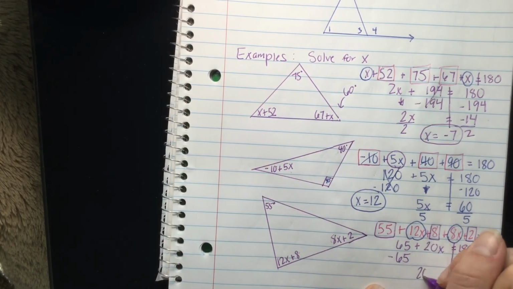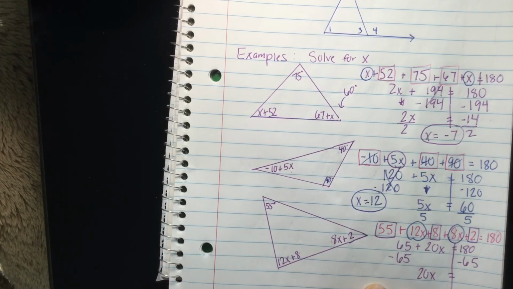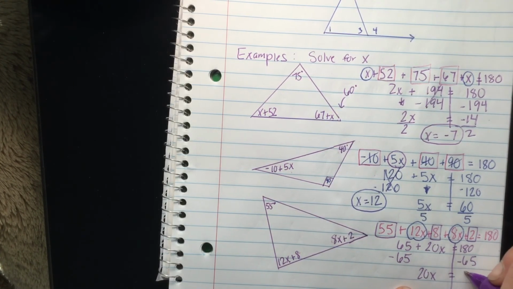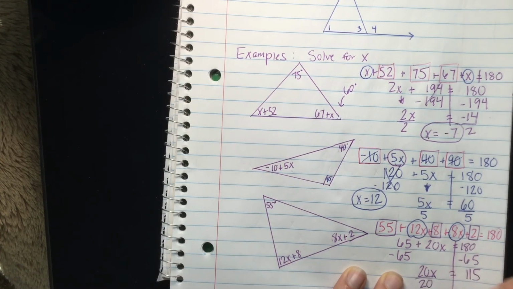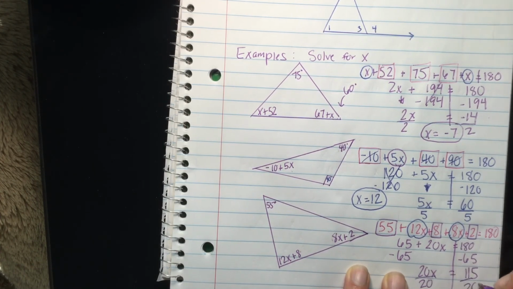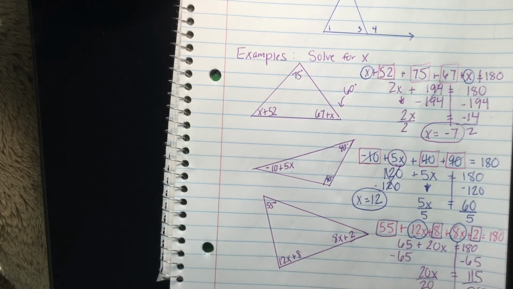Then we've got 20x equals 180 minus 65. We get 115. Now 20 and x are so close together with a multiplication. The opposite of multiplication is division. Divide by 20. Whatever we do on one side, we also do to the other. So 115 divided by 20. It comes out a little bit wonky. It's not perfect, but that's okay.